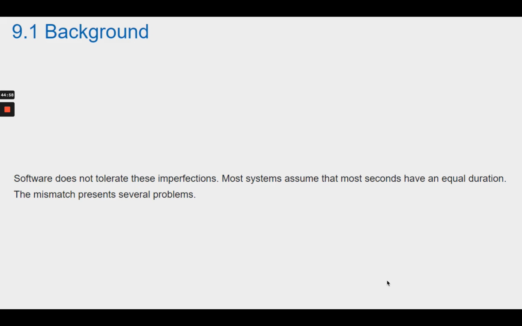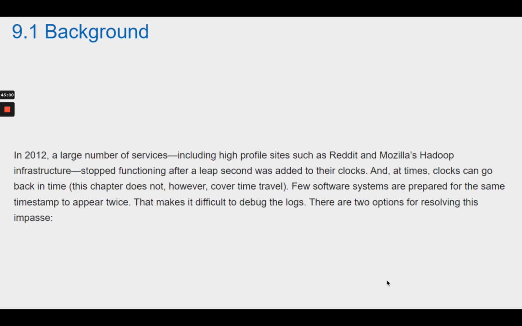The mismatch presents several problems. In 2012, a large number of services, including high-profile sites such as Reddit and Mozilla's Hadoop infrastructure, stopped functioning after a leap second was added to their clocks. And at times, clocks can go back in time. This chapter does not, however, cover time travel. Few software systems are prepared for the same timestamp to appear twice. That makes it difficult to debug the logs.